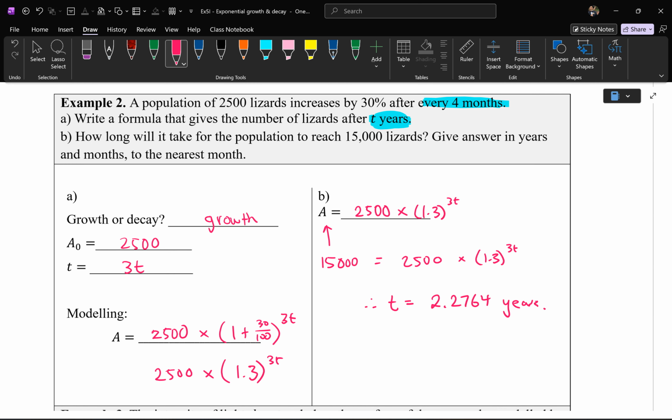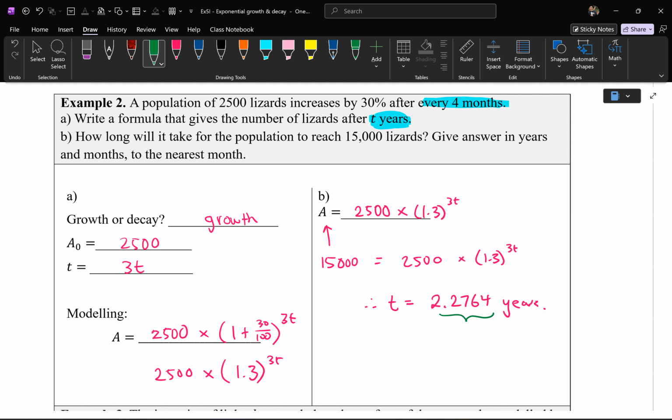What's the question asking? They want years and months. Now, I find it's interesting, not all students know how to convert it to months. What do you do now? So clearly it's 2 years. How do you convert the 0.2764 to months? Times by 12, because the unit's in years. If you want to convert 2 years to months, 2 years times 12 gives you 24 months.